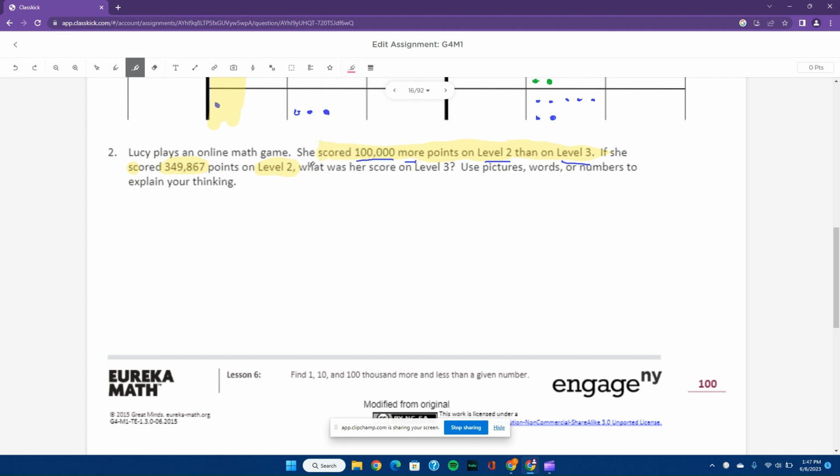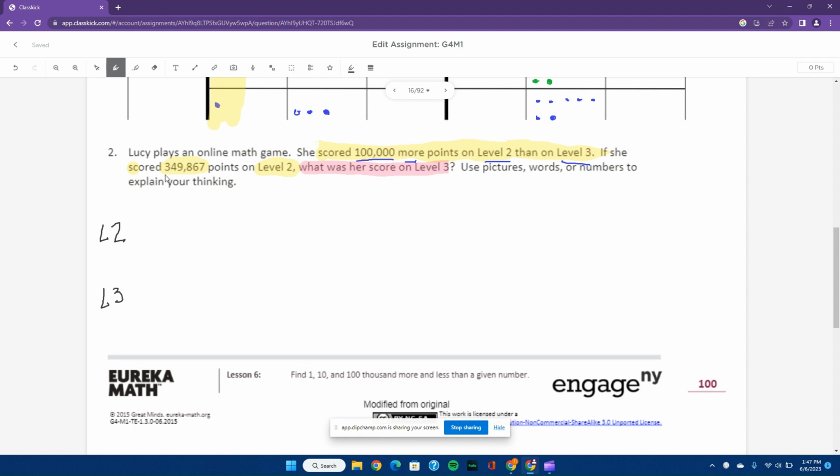And I'll highlight that in this pink. That's what we need to figure out. What was her score on level 3? And they want us to use pictures, words, or numbers to explain our thinking. So I'm going to try and use a tape diagram in this example here, where I'm going to do level 2 right here, and I'll do level 3 down here.